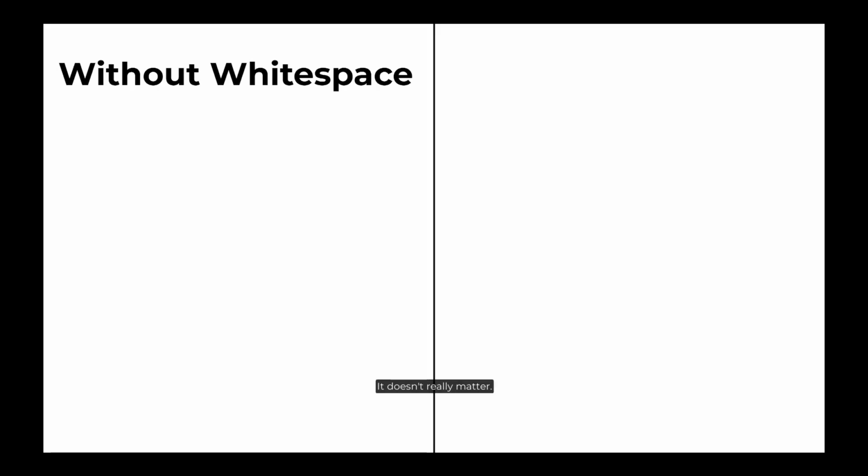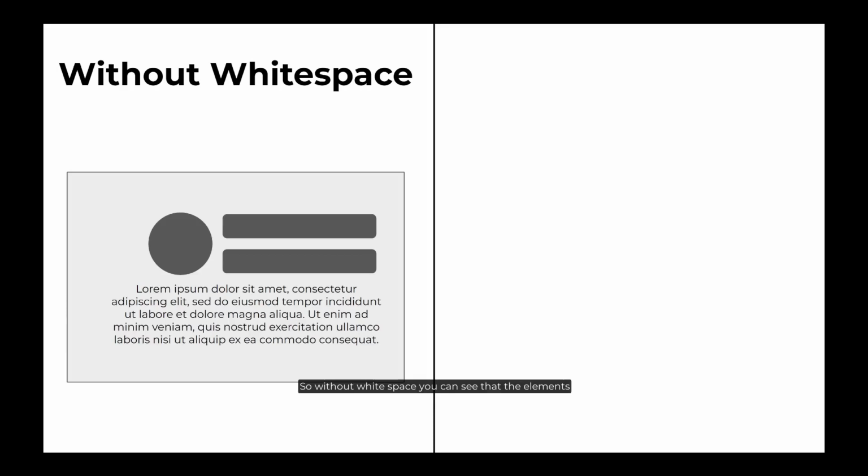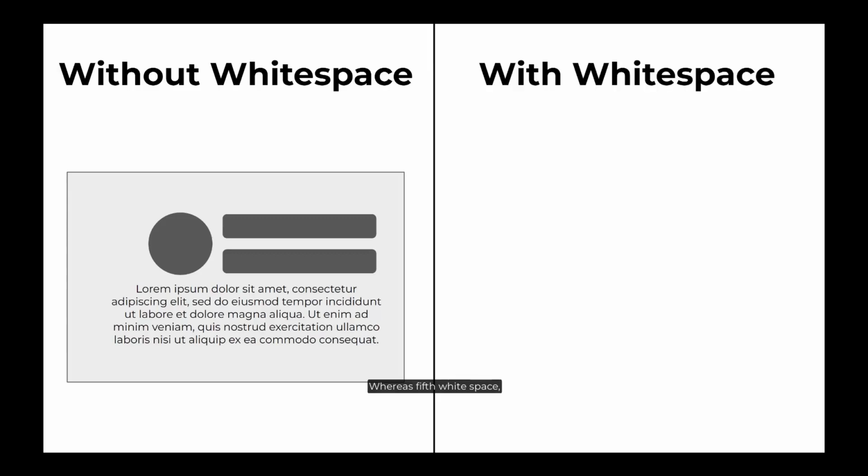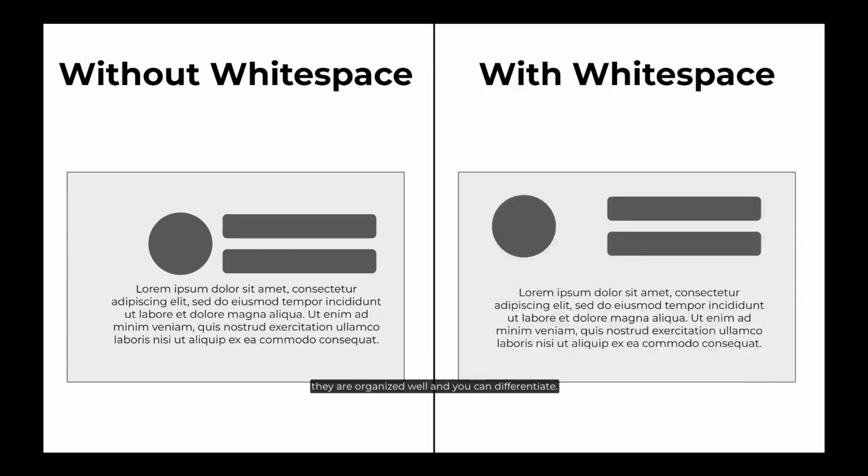It doesn't really matter. So without white space, you can see that the elements are really close to each other and looking clumsy. Whereas with white space, they are organized well and you can differentiate.